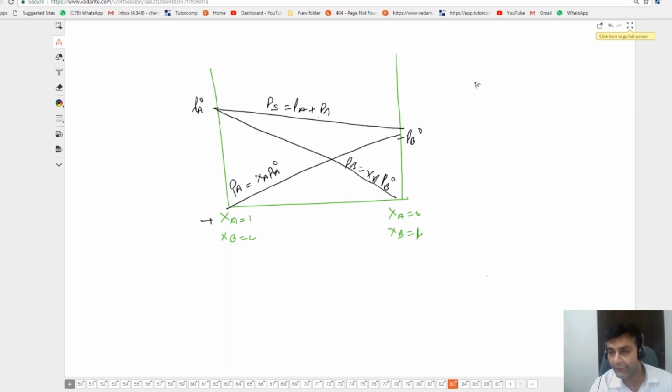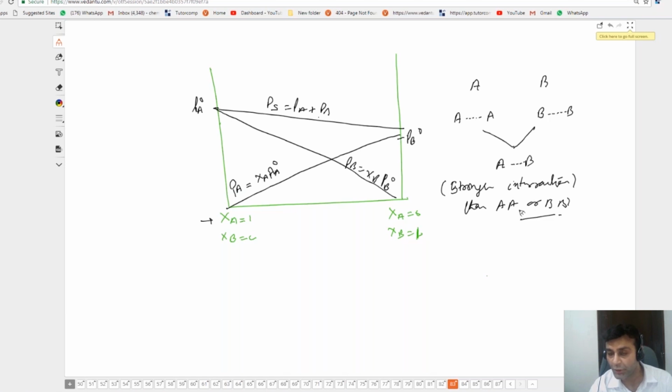Now, suppose I have a component A and a component B. A has AA interaction and B has BB interaction. Upon mixing, A-B interactions are developed, and this is a stronger interaction than AA or BB. If the interaction is stronger, will the vapor pressure be less or more? Less. It means the graph goes like this. The vapor pressure decreases here, and the vapor pressure of the solution also decreases.